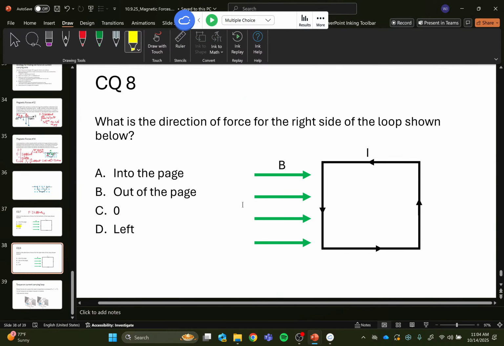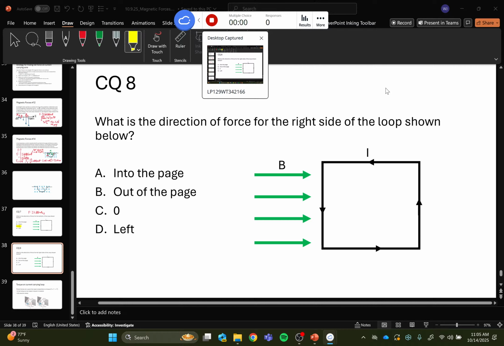All right. Next one. What is the force on the right side of the loop? So same loop, but now I'm asking about the right side of the loop. Is the force into the page, out of the page, 0 Tesla, or left?